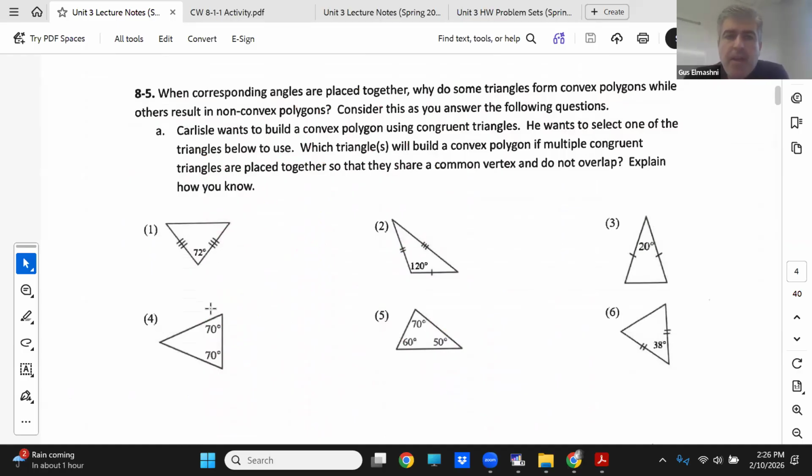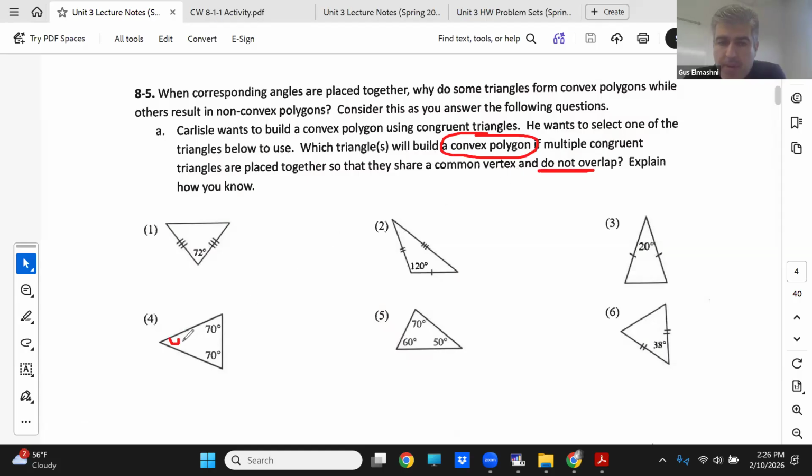Okay, when corresponding angles are placed together, why do some triangles form convex polygons while others do not? Consider this as the answer to the following questions. Carl wants to build a convex polygon using congruent triangles. He wants to select one of the triangles below to use. Which triangle will build a convex polygon if multiple congruent triangles are placed together so that they share a common vertex and do not overlap? So which triangles will build a convex polygon? Okay. So basically we want no overlap, right?